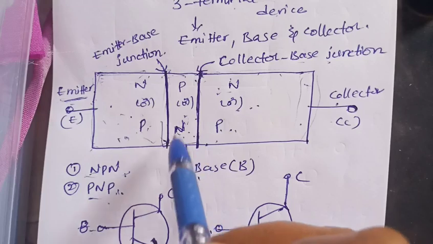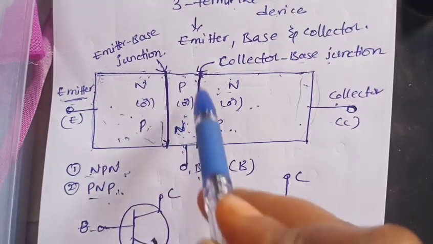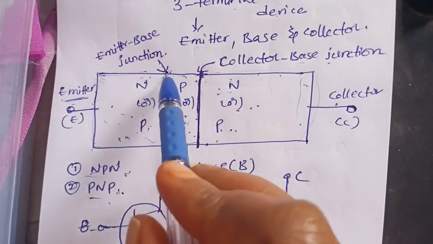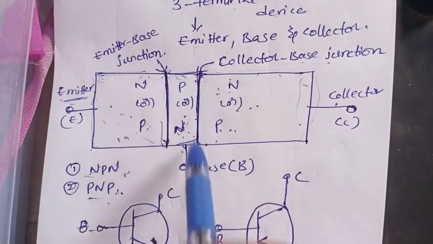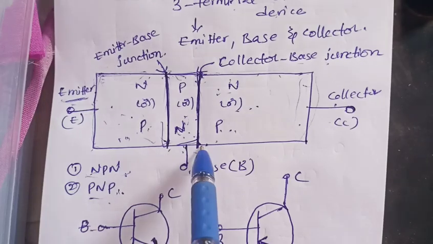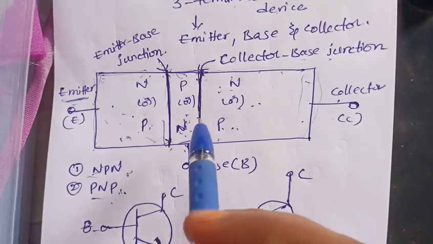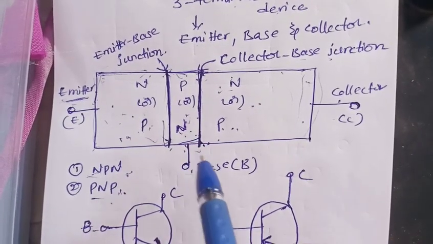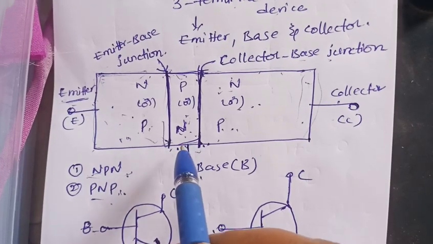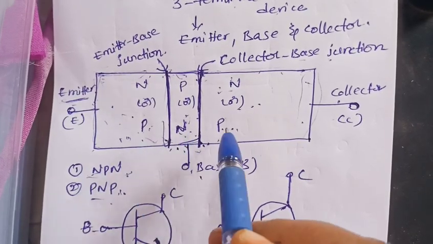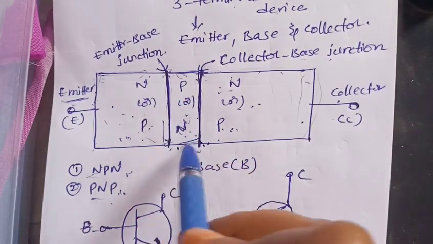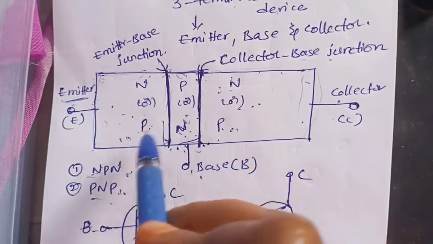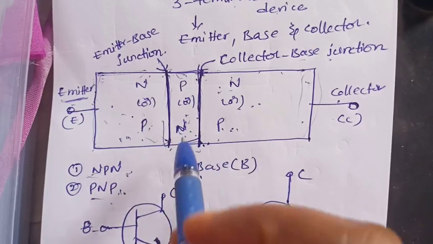Coming to the second region, the base. This is the middle region of the transistor. It is very thin and lightly doped. That means it is thinner than the emitter as well as the collector region. Why is it thinner and lighter than both the regions?